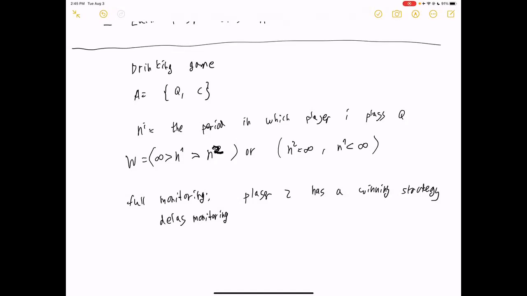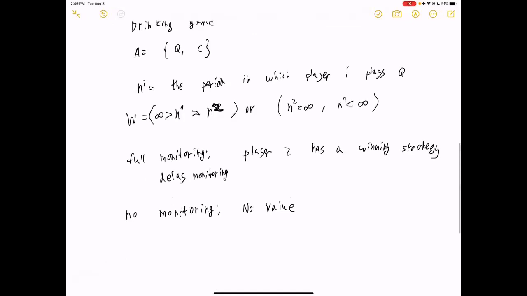What happens under no monitoring? Well, under no monitoring, there is no value. I'm going to start using the term value instead of the term determinacy, I think. Under no monitoring, there is no value. Player one cannot guarantee anything, but also player two cannot guarantee anything. Why can player two not guarantee anything if there is no monitoring? Remember, what does it mean that player two can guarantee something? What does it mean, value?